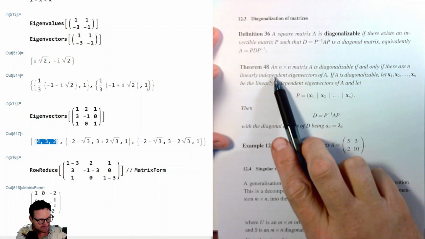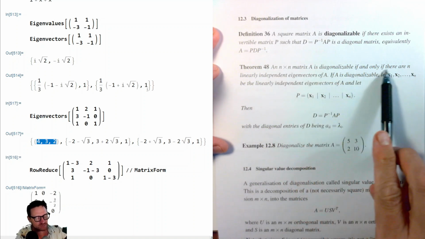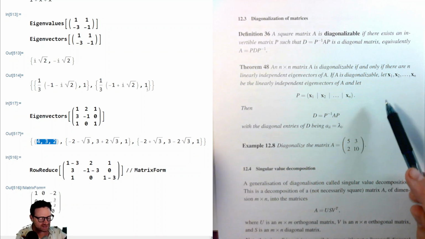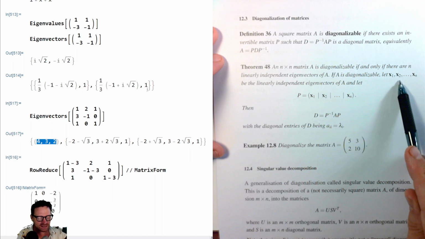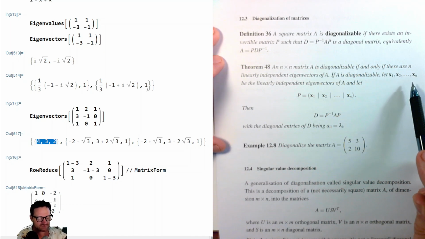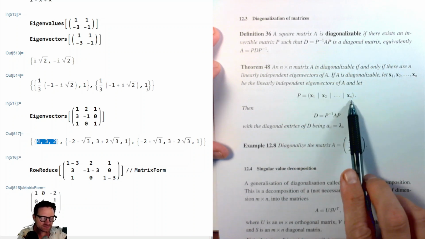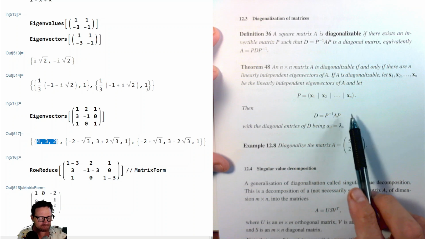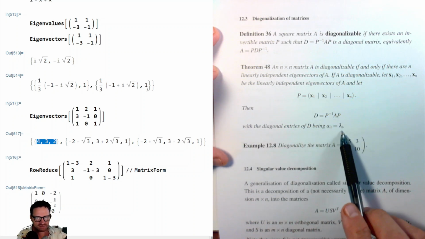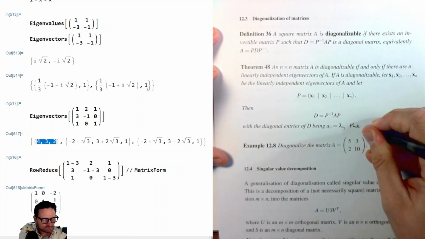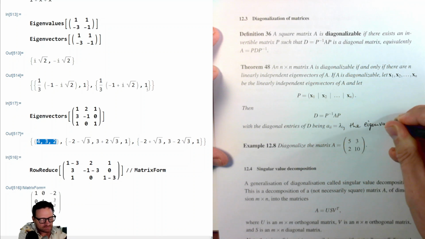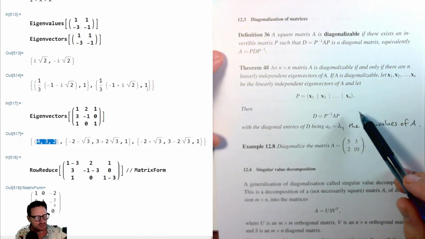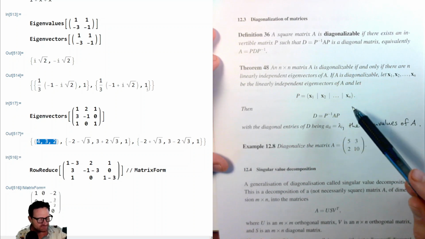Theorem 48: an n by n matrix A is diagonalizable if and only if there are n linearly independent eigenvectors of A. If A is diagonalizable, then let x1, x2, ..., xn be the linearly independent eigenvectors of A. Concatenate those into a matrix P, and then put D equal to P inverse A P, with the diagonal entries of D being the eigenvalues. Okay, and you get a diagonalization of the matrix A using the eigenvalues and eigenvectors of the matrix A.